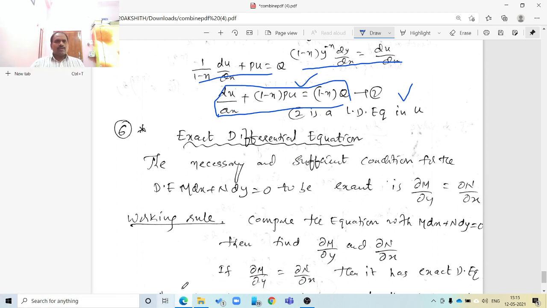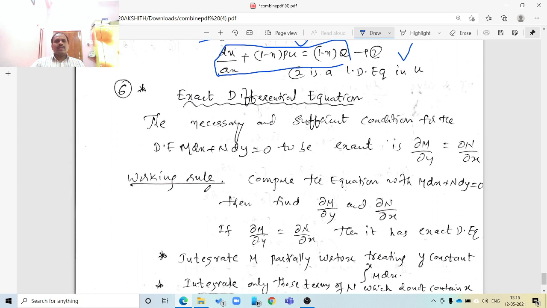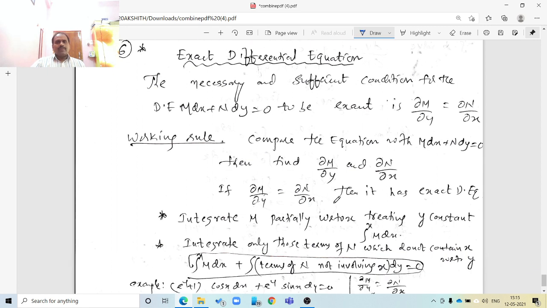And the last method, exact differential equations. The necessary and sufficient condition for the differential equation M dx plus N dy is equal to 0 to be exact is dou M by dou y equal to dou N by dou x. First, the working rule: compare the equation with M dx plus N dy is equal to 0, then find dou M by dou y and dou N by dou x. If they are equal, then it is called an exact differential equation.